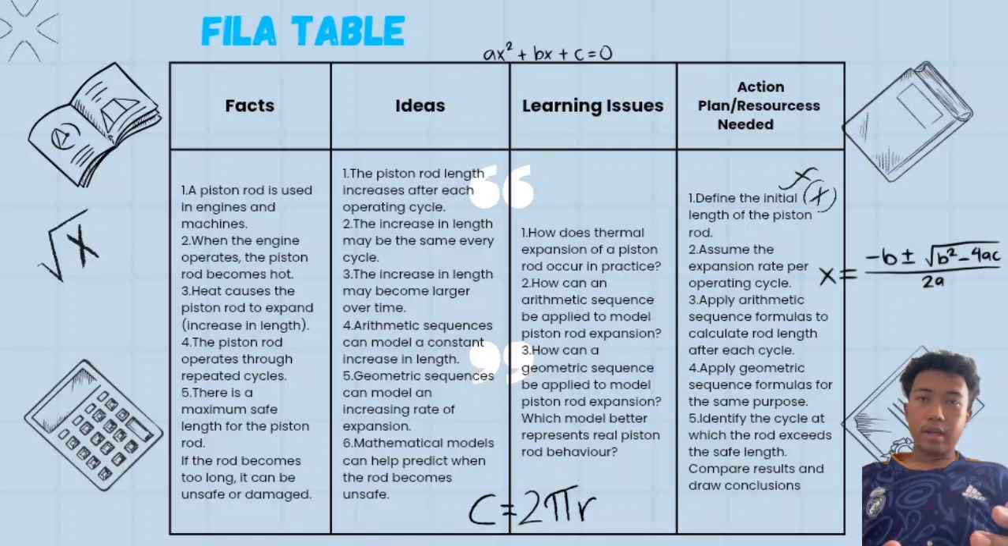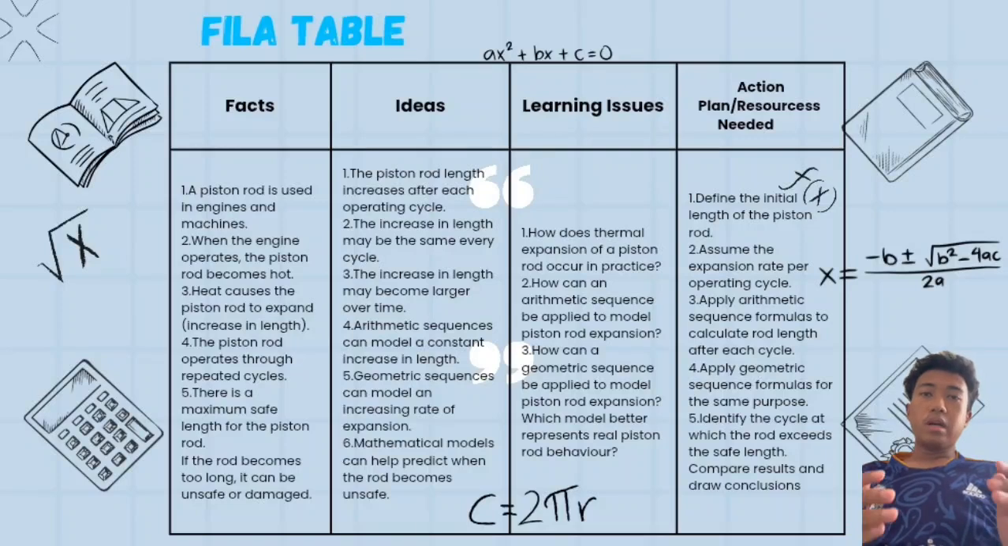When the engine operates, the piston rod becomes hot. It causes the metal to expand, so the length of the piston rod increases. This process happens repeatedly after every operating cycle. However, the piston rod has a maximum safe length. If it becomes too long, it can be unsafe or damaged.